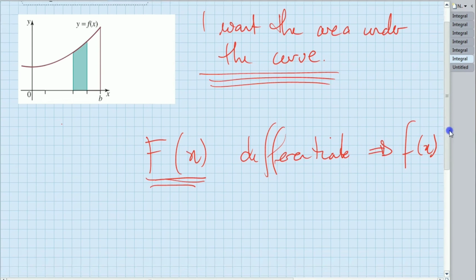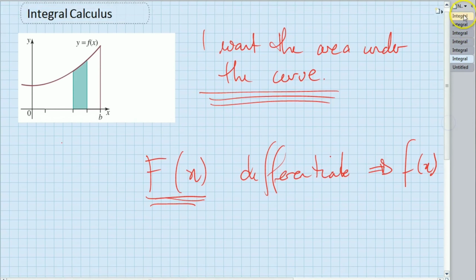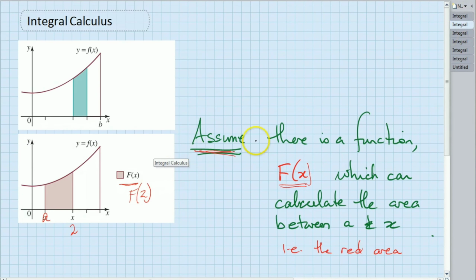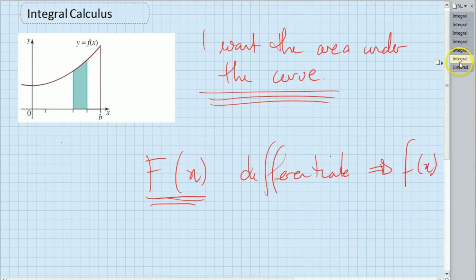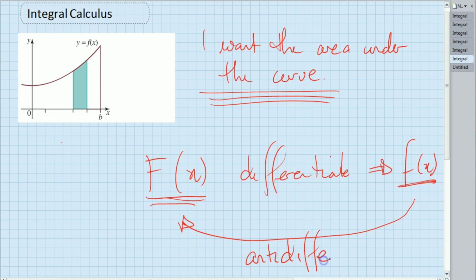So to find the area function, remember that right back at the very start I said I'm going to assume there's a function, F(x), which calculates this area from this unknown value a up until this unknown value x. If I was to differentiate that function, I'm going to end up with my curve function. And so therefore, to find that function, all I need to do is to anti-differentiate my curve function.